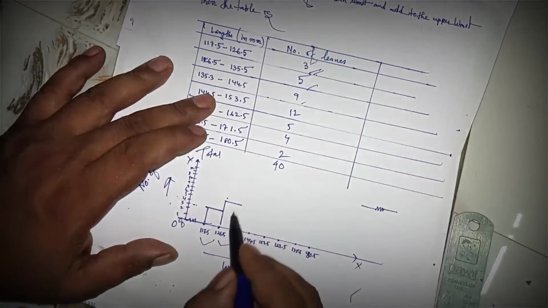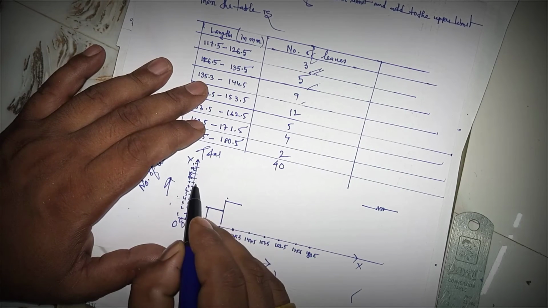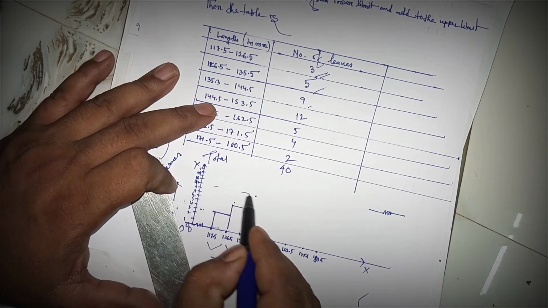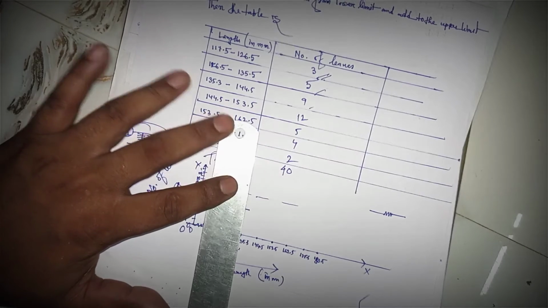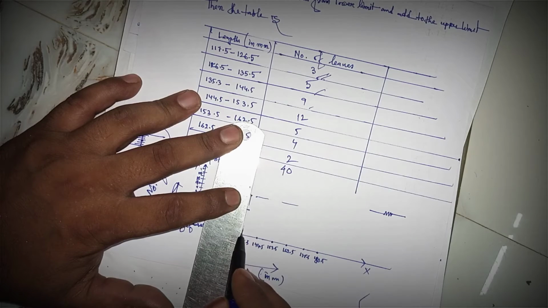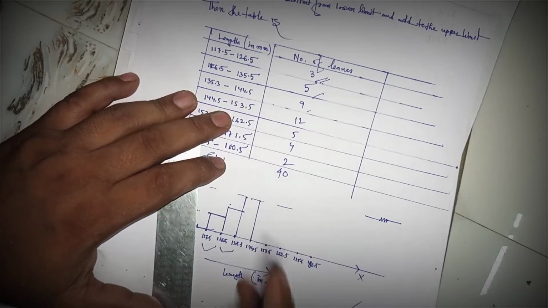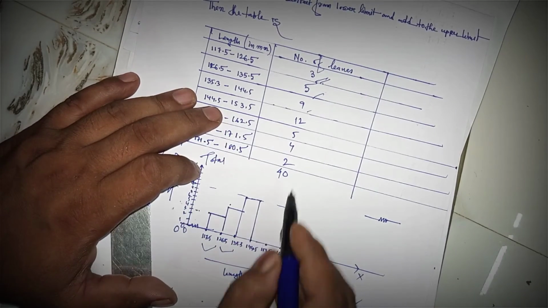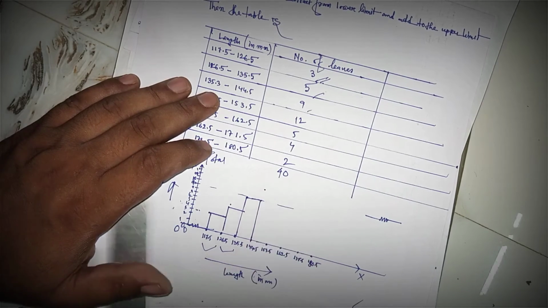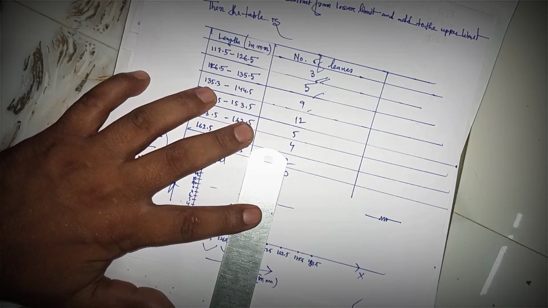Third value 9. So it is 9, 10, 11, 12. 9 to here. In graph paper there is one line along the 9, so there is no problem to draw. But here I'm doing it in a copy, that's why there is some problem. Okay, next value 12. So 12 here.